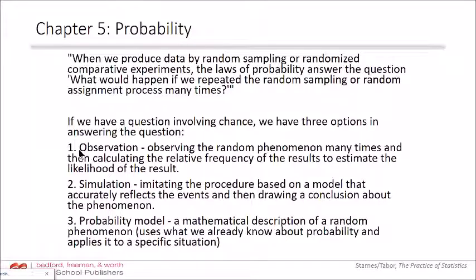Option 1, observation. That means observing the random phenomenon, actually going out and doing the experiment, flipping the coin, rolling the die, whatever that might be. Option 2, simulation. We've talked a lot about simulation since the beginning of the year. So using a table of random digits or imitating a procedure based upon a model that accurately reflects the event, something like drawing random numbers out of a hat.